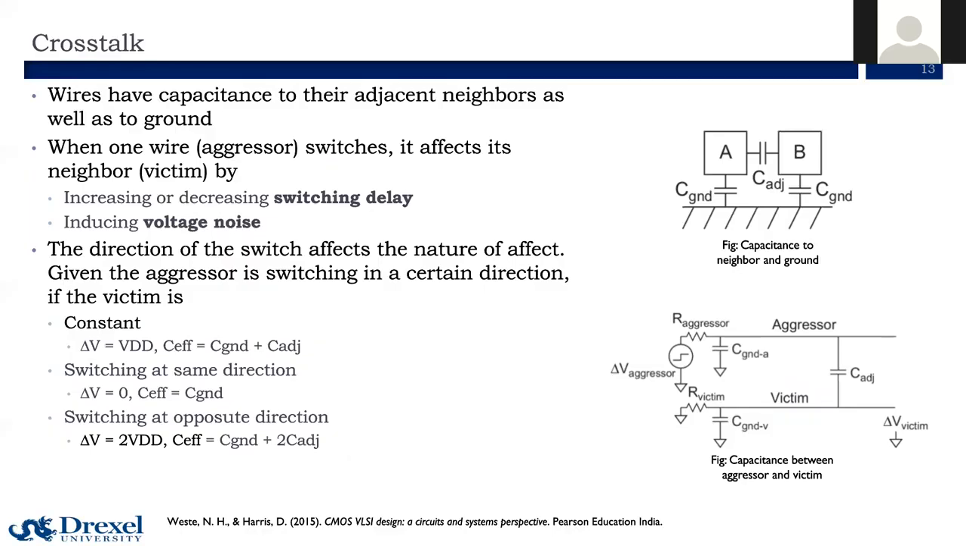When one wire, named aggressor, switches, it affects the neighboring wire, which is named victim in this case, inducing delays and voltage noises. And the direction of the switch also significantly affects the induction of delay and voltage. Switching on the opposite direction has more significant effect than switching on the same direction.